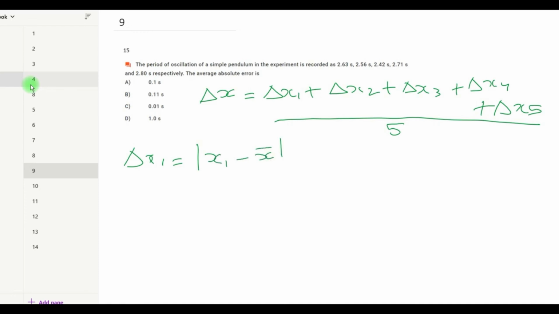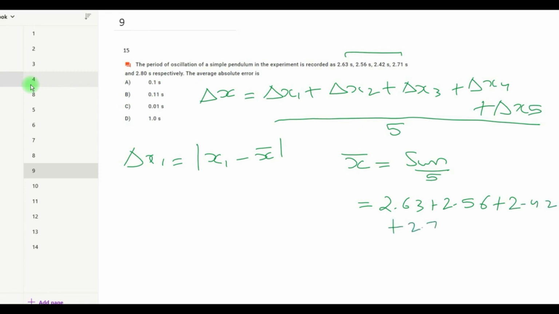Now x bar stands for the average value. Since all of the 5 values are given, we will find the sum and then divide it by 5. So let's add all the values: 2.63 plus 2.56 plus 2.42 plus 2.71 plus 2.80 divided by 5. If we solve for this, we'll get 2.62 seconds. So this is the value of the average period of oscillation.